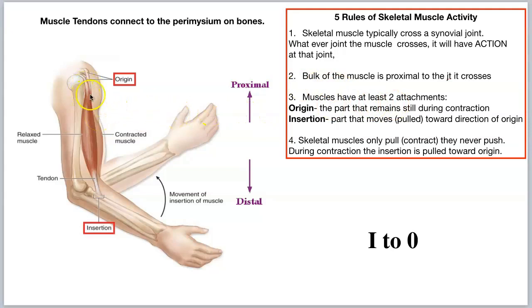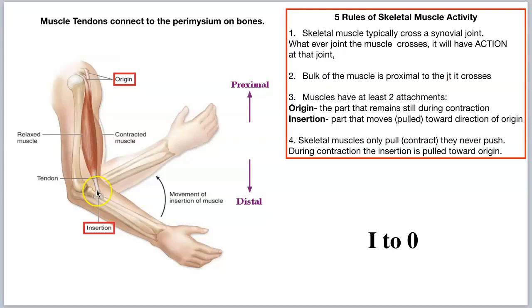There is going to be the origin, which is usually at the proximal end. This part of the muscle stays still. It does not move. The insertion part, which is the distal end, and we're going to call this the insertion tendon. It is inserting on a bone. Here it's inserting on the radius.